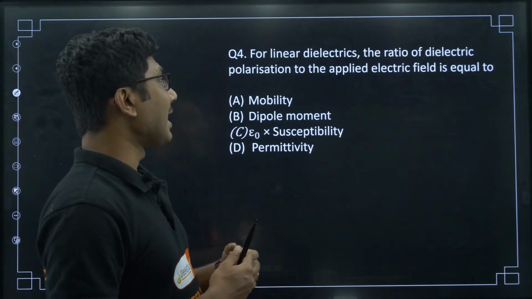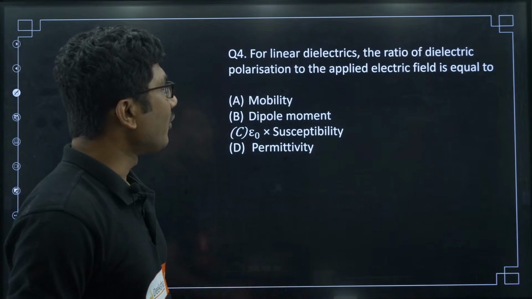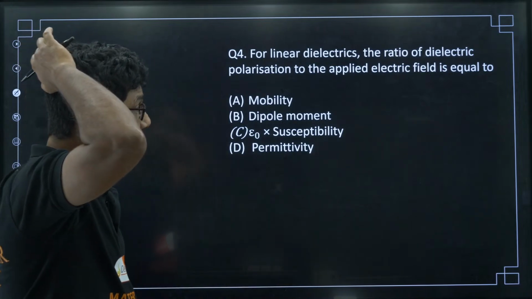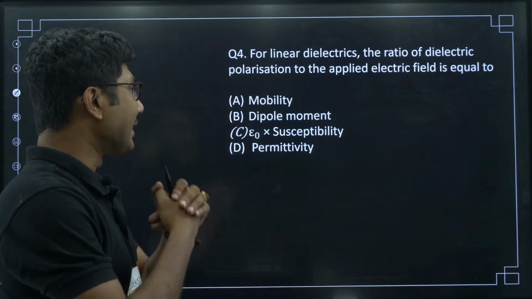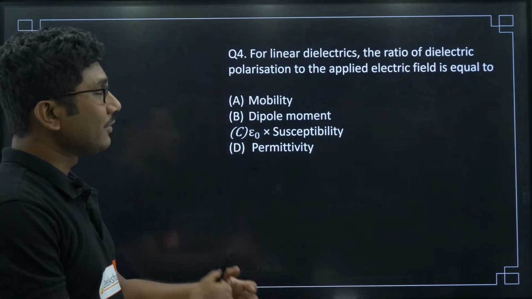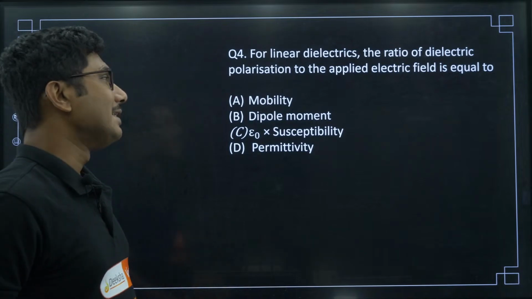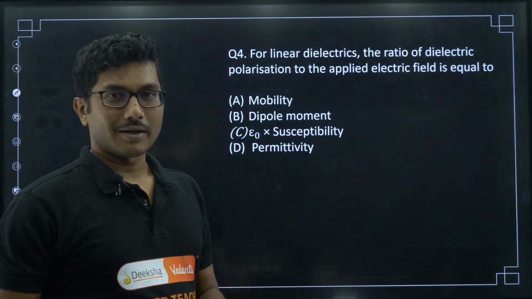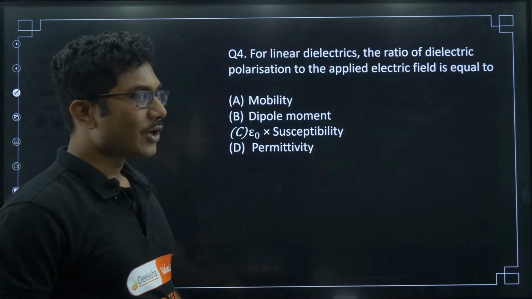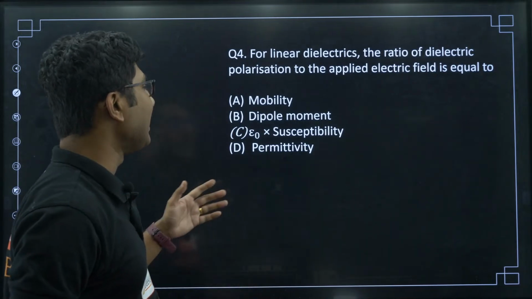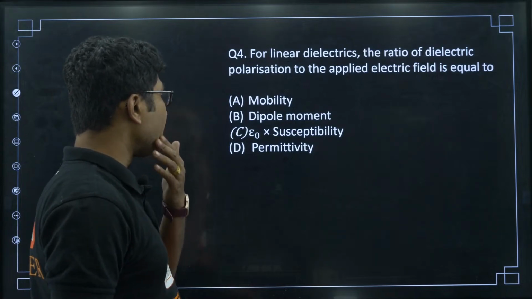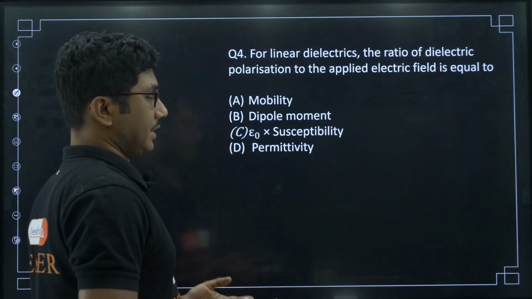For linear dielectrics, the ratio of dielectric polarization to the applied dielectric field is equal to. Very interesting question, a little bit in-depth question. Even though the answer can be easily guessable, you need to know something to answer this question. Now, tell me the answer. Mobility, dipole moment, epsilon naught times susceptibility, permittivity.